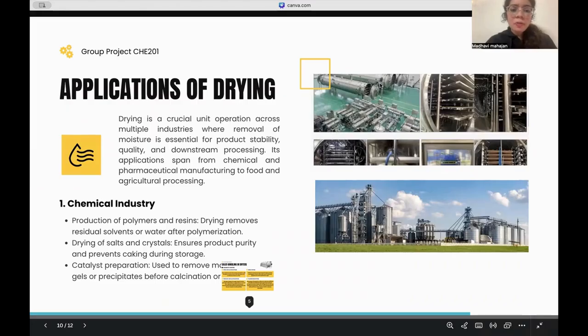Drying might sound like a simple process, just removing moisture, but it's actually one of the most important industrial operations we encounter every single day. Let's start with the chemical industry. Here, drying helps in making polymers and resins by removing leftover solvents or water after reaction. It's also used when producing salts and crystals to keep them pure and free flowing during storage. Even catalysts, the materials that speed up reactions, need drying before they can be activated or used.